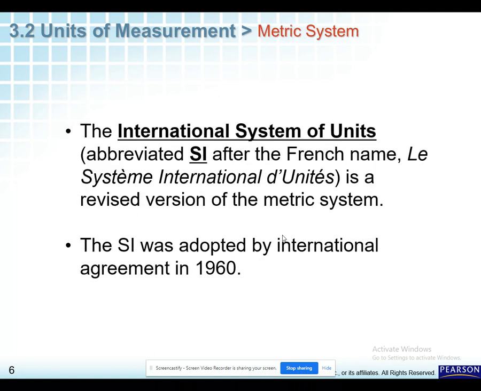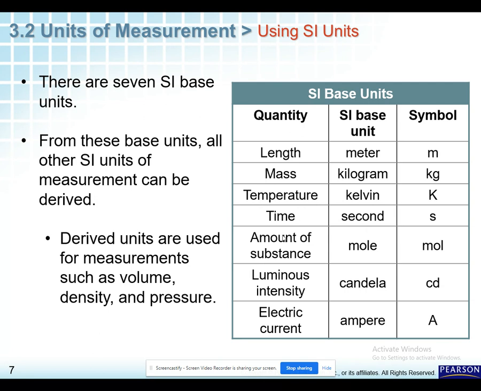So the International System of Units, abbreviated SI, is just a revised version of the metric system. The SI was actually adopted by international agreement in 1960. And there are 7 SI base units. So right now, here is a good table of our SI base units. Hopefully you're familiar with length. Usually if you're measuring length and I ask for the SI unit, it is typically meter, symbolized by a lowercase m. Mass is also a quantity.